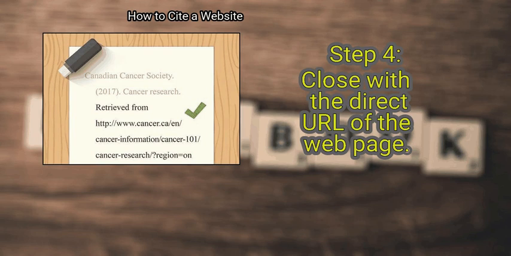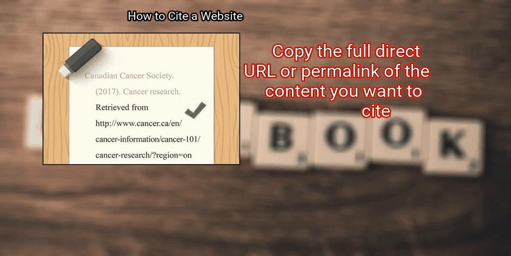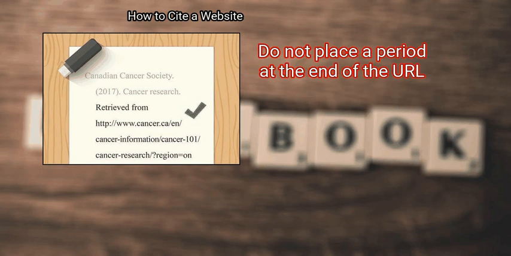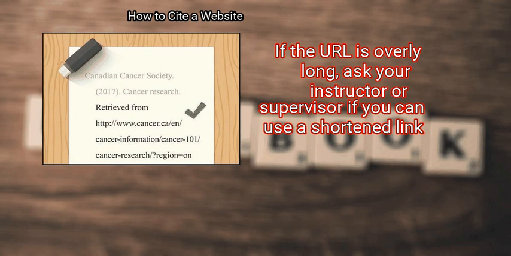Step 4. Close with the direct URL of the web page. Copy the full direct URL or permalink of the content you want to cite. Do not place a period at the end of the URL. If the URL is overly long, ask your instructor or supervisor if you can use a shortened link.